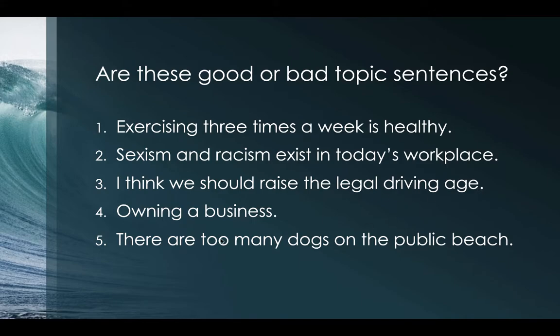Owning a business. This is an example from the book, so I don't know where they thought that they were going with this, but that's not a complete sentence. So that, first of all, is not going to work as a topic sentence because it's not a sentence. So no thank you on that one. There are too many dogs on the public beach. All right, so we got an argument here. So that kind of gives you where this particular argument is going to go. And you can tell that the rest of this paragraph they're going to be talking about, okay, what should be done about it? Why is it an issue? Like, we know what the topic of it's going to be.